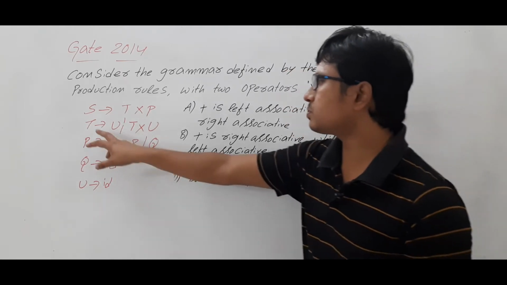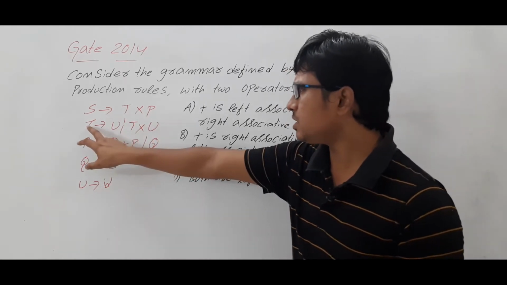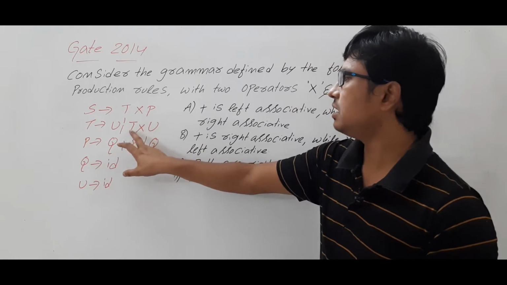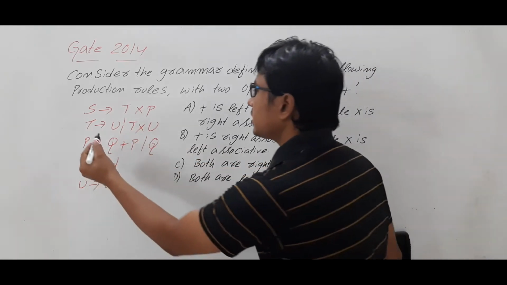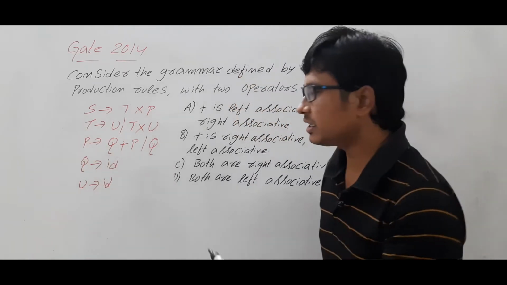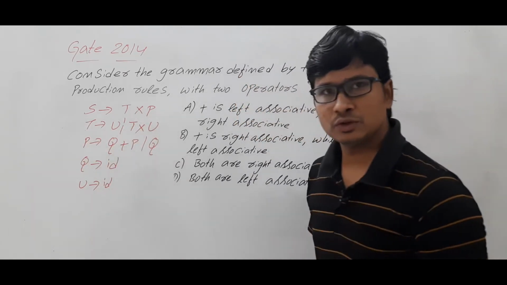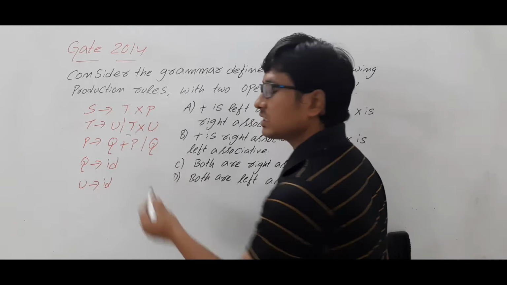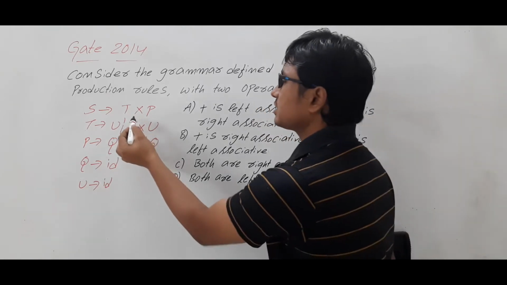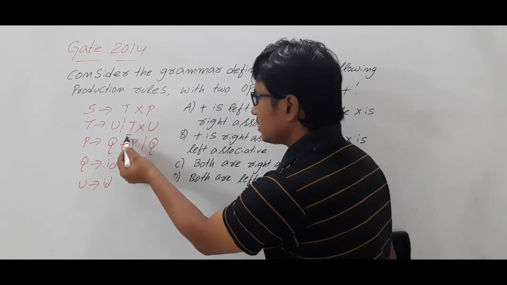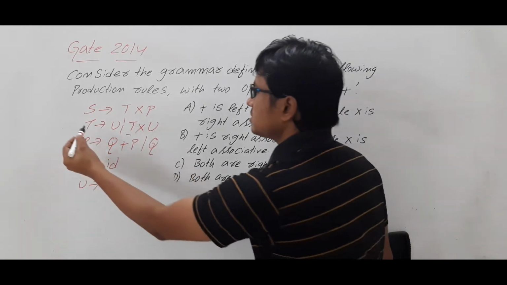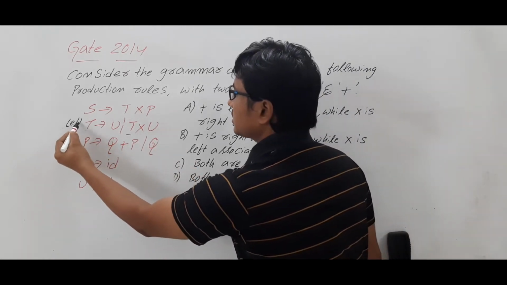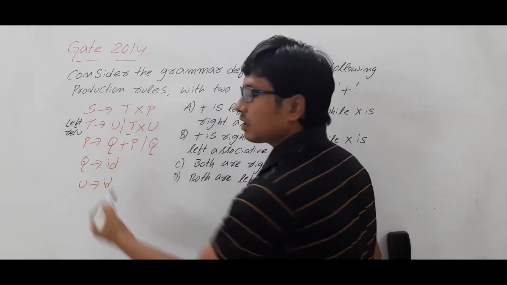Now, look at these productions. There is a production T determines T multiplication U. Here, T is determining T, which is a recursion. And this is a left recursion because T is at the leftmost of the right hand side of the production. So this is the left recursion. Will you agree with me or not?